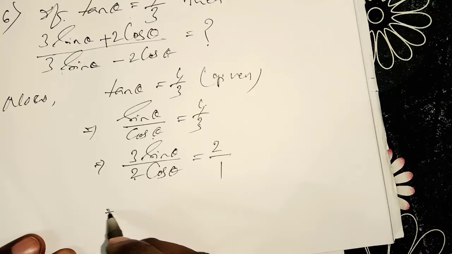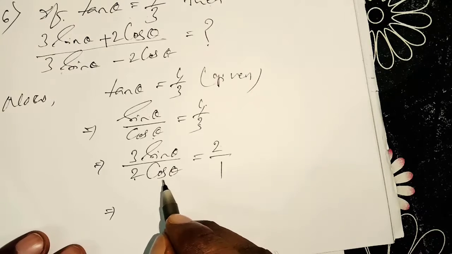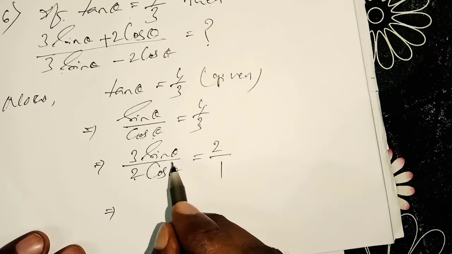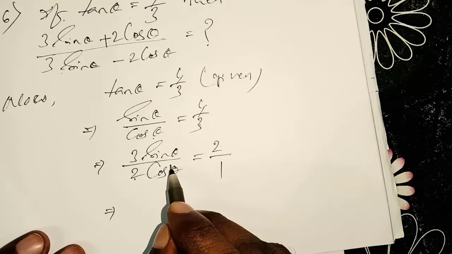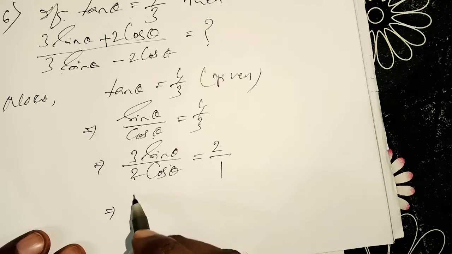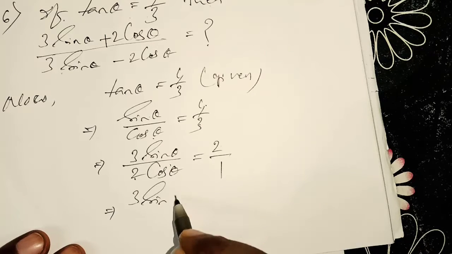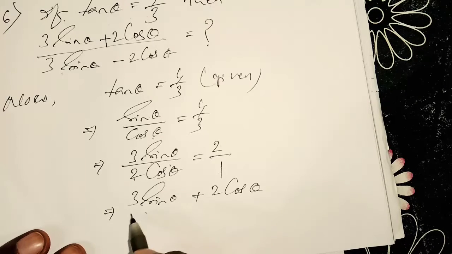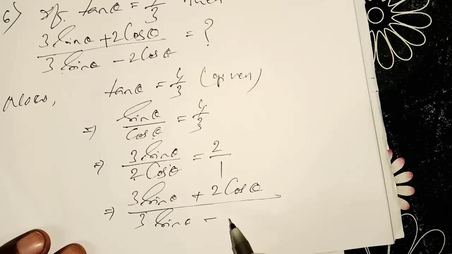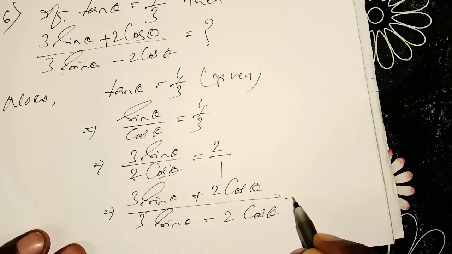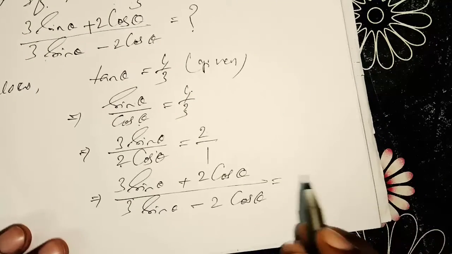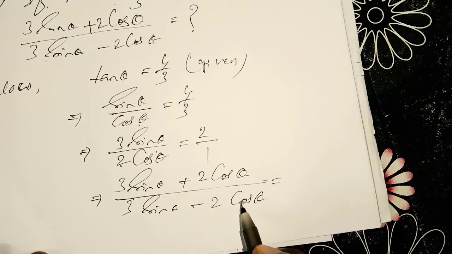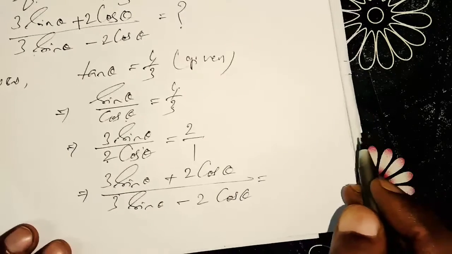Now using the ratio properties, that is called componendo and dividendo, using the properties componendo and dividendo in ratio properties, this will be 3 sin theta plus 2 cos theta. See how quickly I am solving. Next it will be 3 sin theta minus 2 cos theta, using componendo and dividendo in ratio proportion properties.